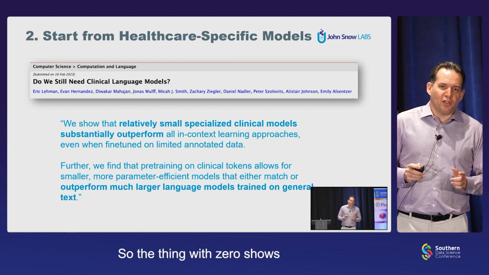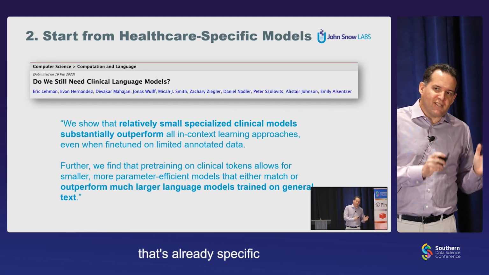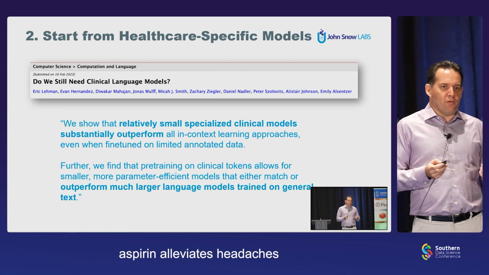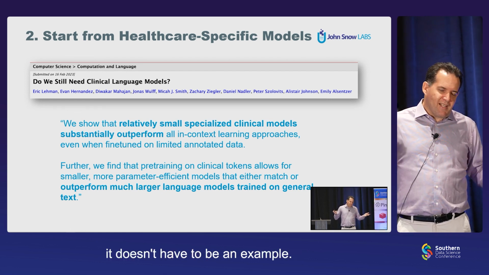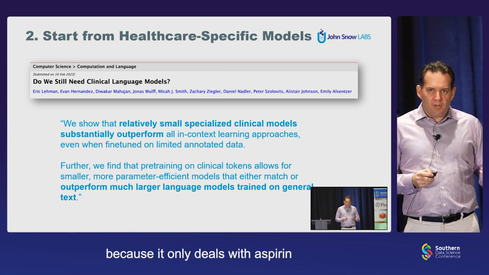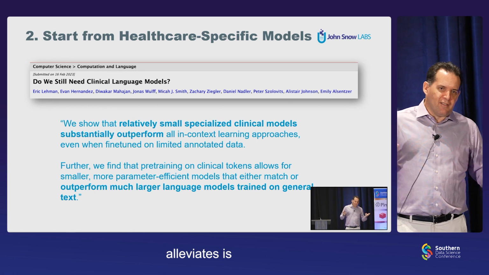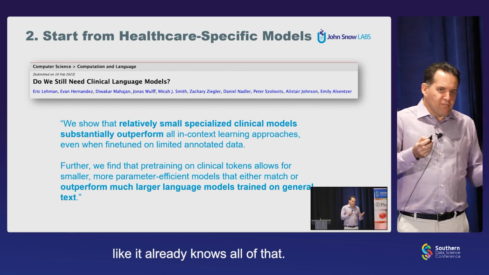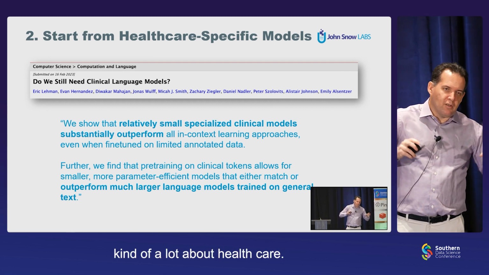So the thing with zero-shot is it only works because you use a pre-trained model that's already specific to the domain, right? If you have a sentence like, aspirin alleviates headaches, it doesn't have to be an example in the training set because it already knows that aspirin is a drug, it knows that headache is a symptom, it knows that alleviates is the kind of verb that you use in healthcare papers. So it already knows all of that. So you need something that already knows a lot about healthcare.